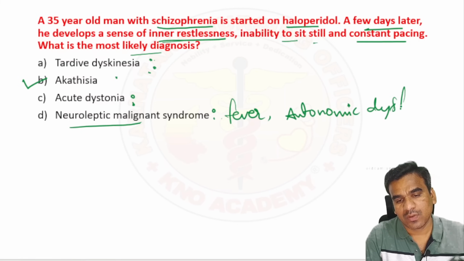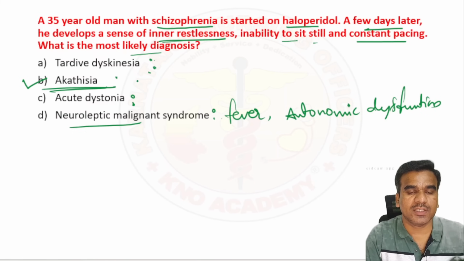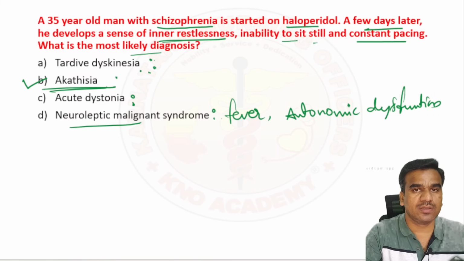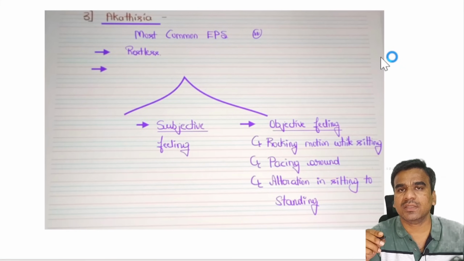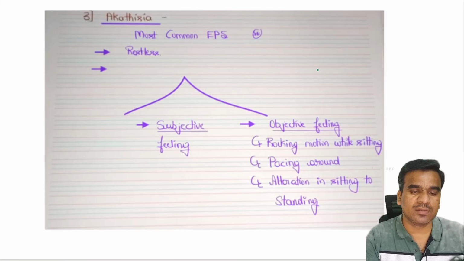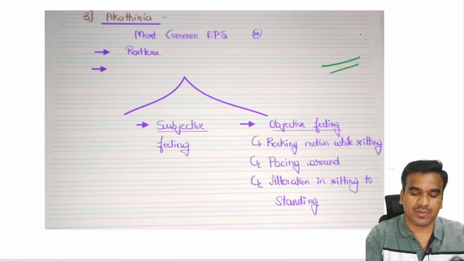Autonomic dysfunction. Okay, so the right answer is akathisia for this. Those who have done this will get 1 mark. Akathisia, same. For all the classes, I have added only simple screenshots. All classes I have done in the KNO Academy app.